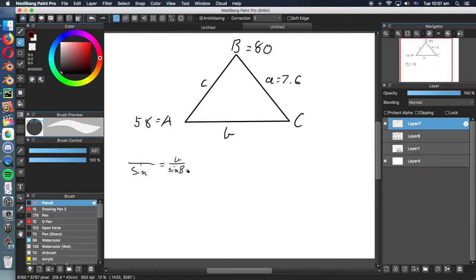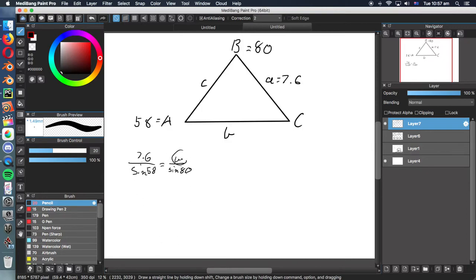Just erasing carefully. So substitute the values. Little a equals 7.6, and big A equals 58 degrees. Trying to be neat and tidy, like my Viscom teacher, but if you look at her work, it's always sloppy. And big B equals 80 degrees. Okay, so now we've got everything substituted.